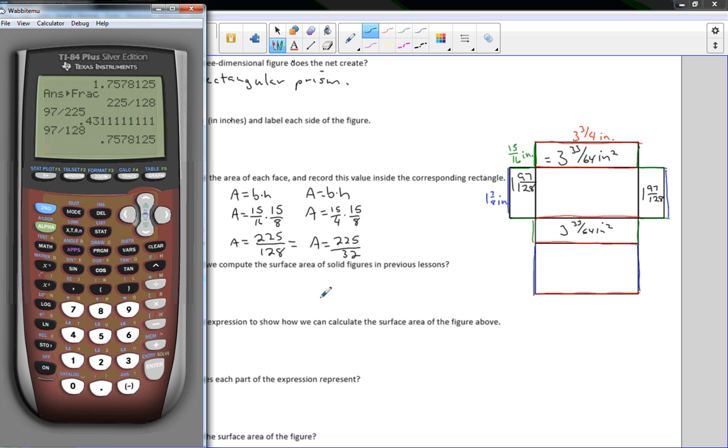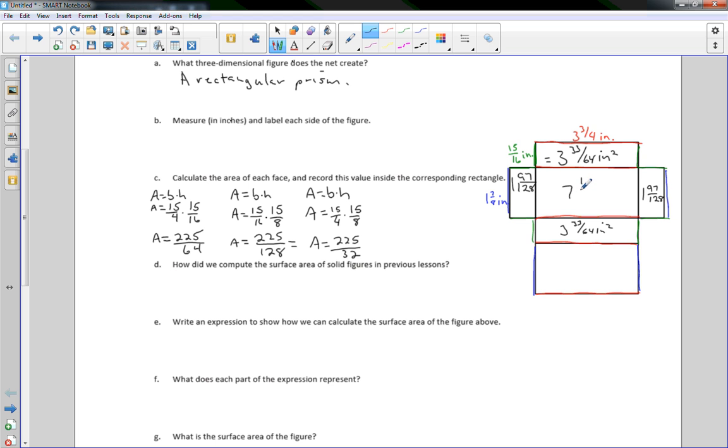Open my calculator. 225 divided by 32, and I get 7 with a remainder. So I'm going to take 32 times 7. That's 224, so it's a remainder of 1. So it is 7 and 1/32 inches squared. And these are also inches squared. This one's inches squared. I can't fit it in there. There it is. Okay, so C, calculate the area of each face, record the values inside the corresponding rectangles.